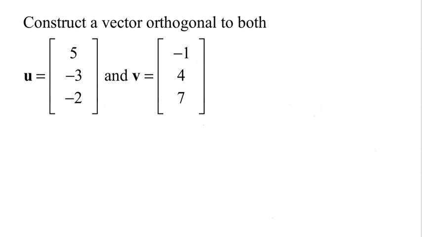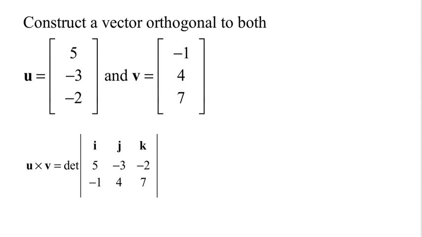All right, I want to do another example. Construct a vector orthogonal to both u, which is 5, negative 3, negative 2, and v, which is negative 1, 4, 7. So the choice is to go ahead and do u cross v. Top row, ijk. Second row, first vector, 5, negative 3, negative 2. Third row, second vector, negative 1, 4, 7.